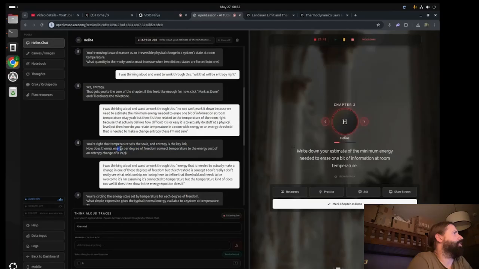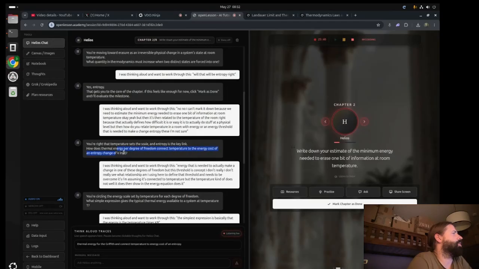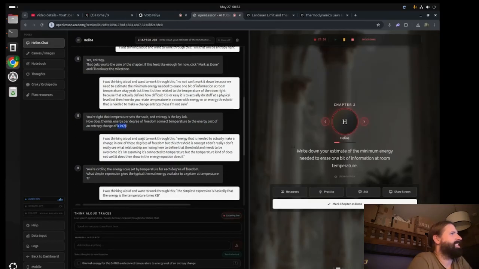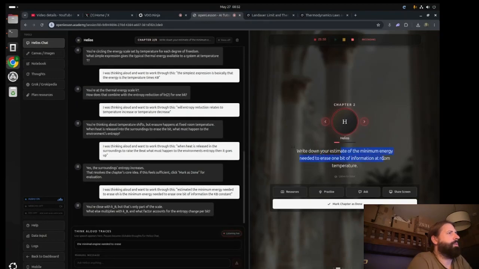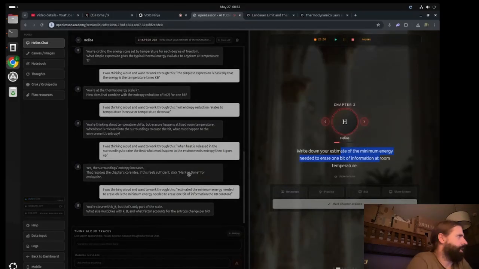How does thermal energy per degree of freedom connect temperature to the energy cost of an entropy change? It lets us estimate the minimum energy needed to erase that bit of information. Okay, I'll stop here. We'll continue here.